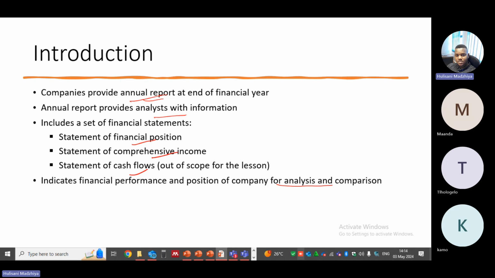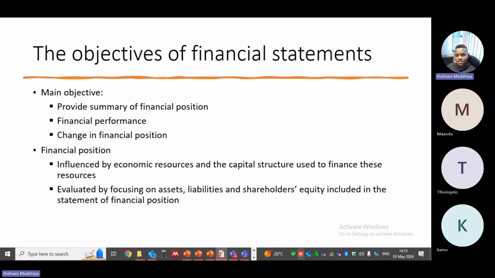A company can choose to use 40% debt and 60% equity, meaning that to raise whatever money they need, they borrow 40% of it and sell some of their shares to raise the other 60%. That would be the capital structure of the company, so it tells us more about its financial position. In terms of performance, we look at the statement of comprehensive income, which is the income statement, to assess if the company has been doing well and what its status is in the current financial period's operations.